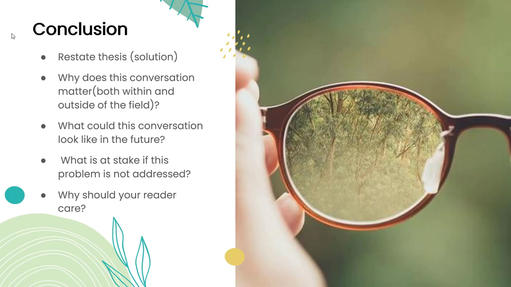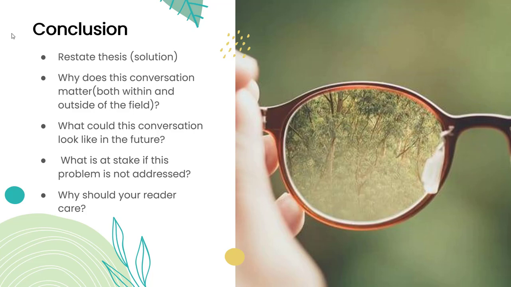After you've explained the details of your solution, you're ready to wrap up your researched argument essay with a conclusion paragraph. This conclusion paragraph should start with the restated thesis, in which you'll remind your reader what the main idea of your paper is, and then there are a couple of questions that you can answer. You can explain to your reader why this conversation matters, both within and outside of whatever field the topic that you've chosen exists within.